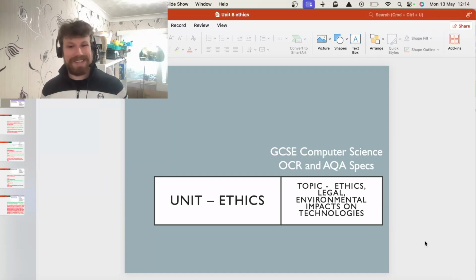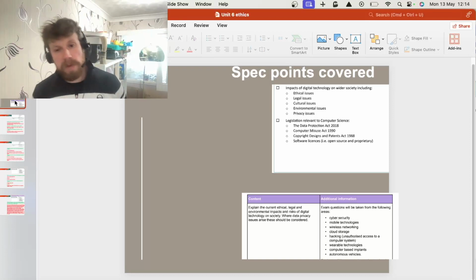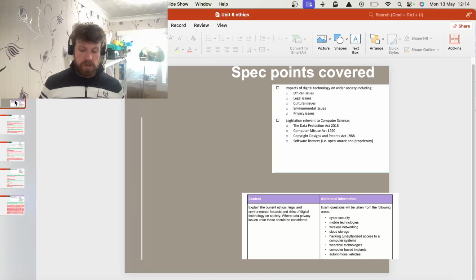Today, what we're going to be looking at is the ethics unit in the OCR and AQA specifications because they're very, very similar. I've used my knowledge as an examiner to condense down the information so that you've still got a really good chance of getting the top grades. I want you to see the generic points that I'm going to make on ethical, legal, and environmental, and then I'm going to show you how to adapt those to use them in a longer style question.